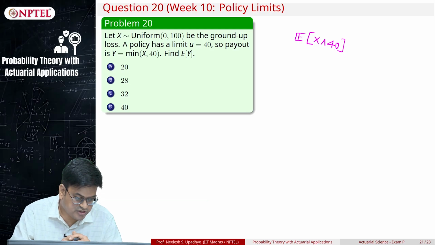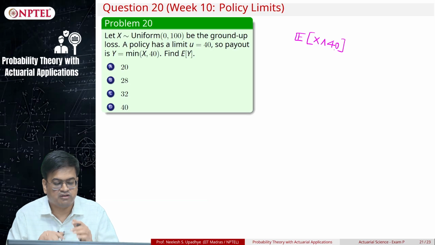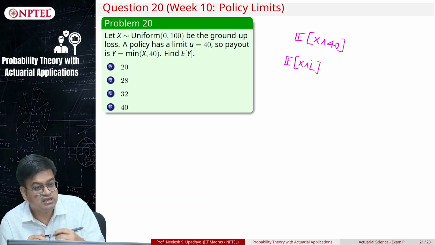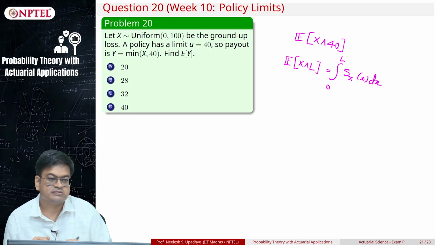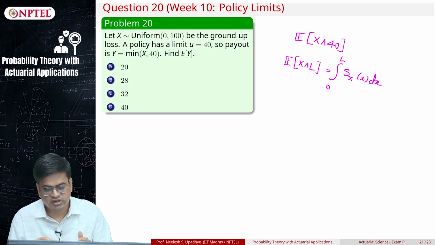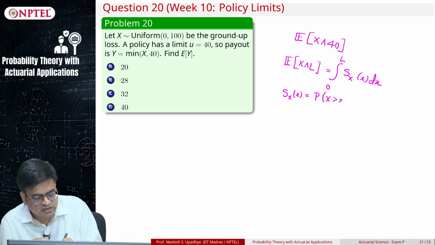Which tool will you use? Here uniform distribution is given, not exponential. So, I need to use the survivor shortcut, where I have a policy with limit, expected value of x wedge L, where L is the limit of the policy. Then I will write this as integral from 0 to L of S_X(x) dx. This is the formula that I need to use straight away. But what is S_X(x)? It is essentially probability of capital X greater than small x.